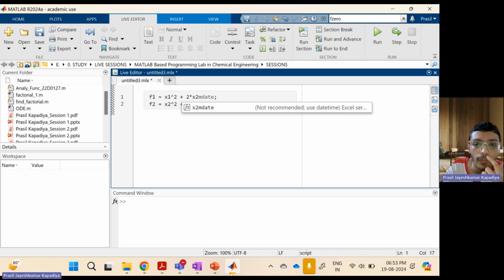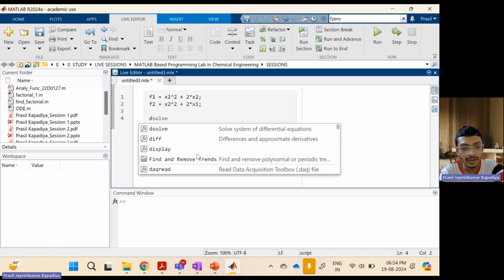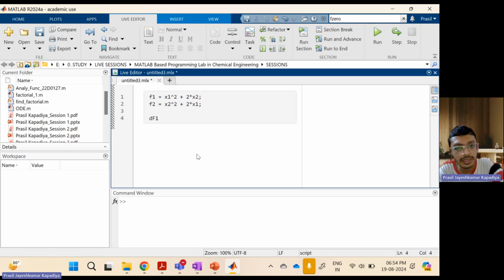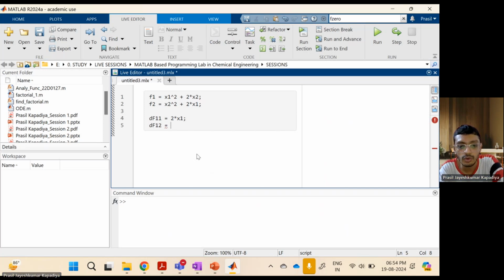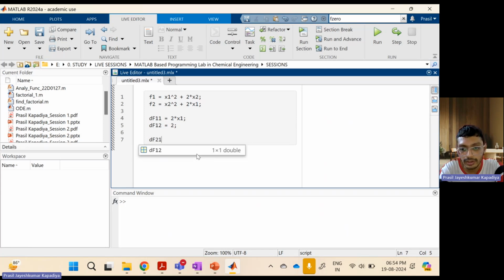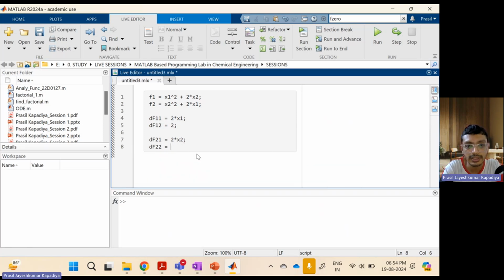Okay. So let's say I want to find a Jacobian. So what I will do: df1, equation 1, with respect to x1. So I'm writing df11. What is df11? 2 into x1. df12 is nothing but 2. Then df21 is nothing but 2 into x2. df22 is nothing but 2.